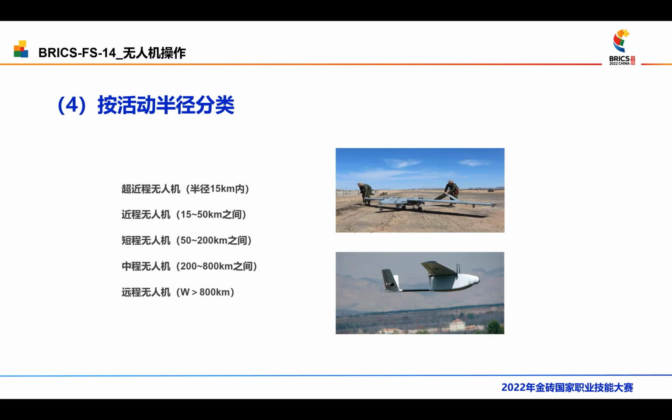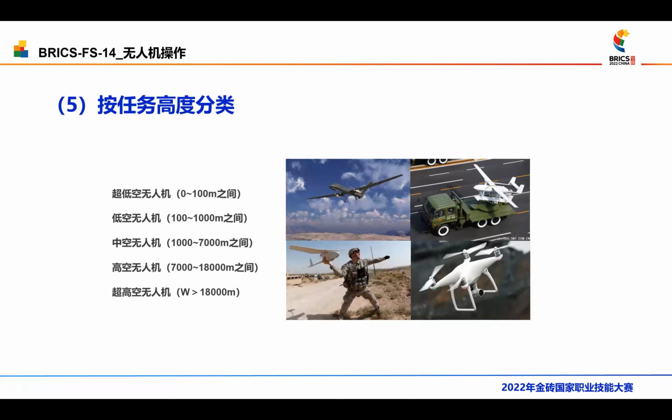Number 4, UAVs can be classified into 5 types according to range: ultra-short-range UAVs, short-range UAVs, medium-short-range UAVs, medium-range UAVs, and long-range UAVs. The ultra-short-range UAV has a radius within 15 kilometers. The short-range is between 15 and 50 kilometers. Then 50 to 200 kilometers, 200 to 800 kilometers, and long-range is greater than 800 kilometers.